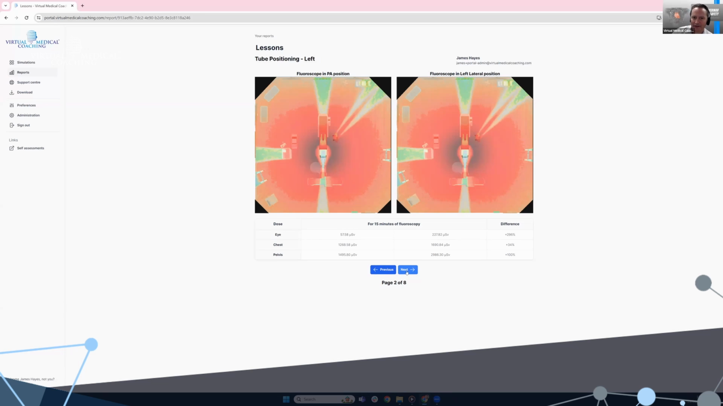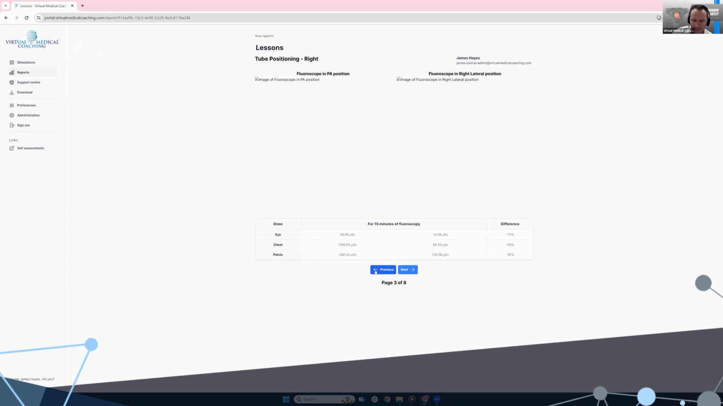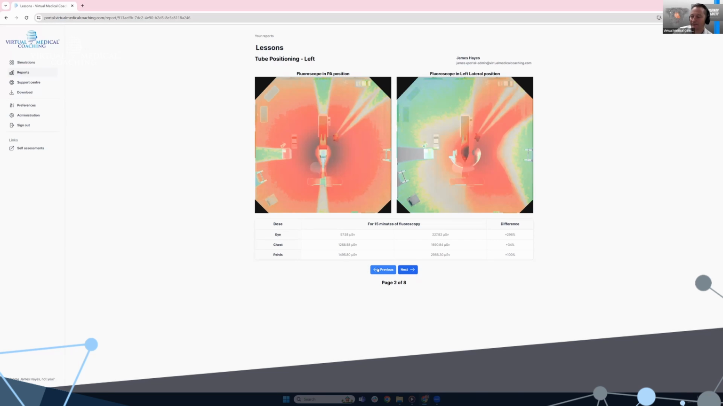And again, we go into the left lateral position. And again, it's one of those things that with a quick flash of color like this, you can really see that this side of the room is getting a much higher dose rate.